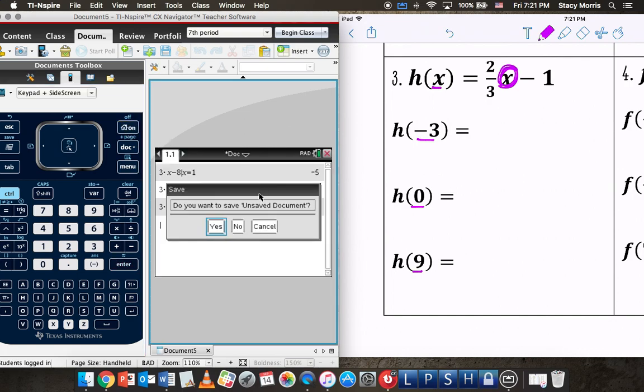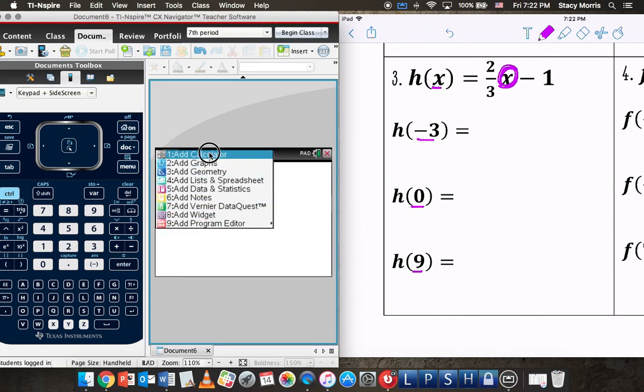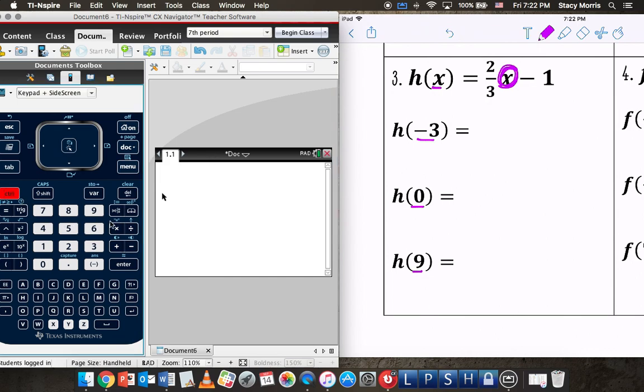So I would probably just do a new document. I would add a calculator, and I'm going to type in 2/3. So again, to get a fraction bar, control, which I already pushed, and then divide.